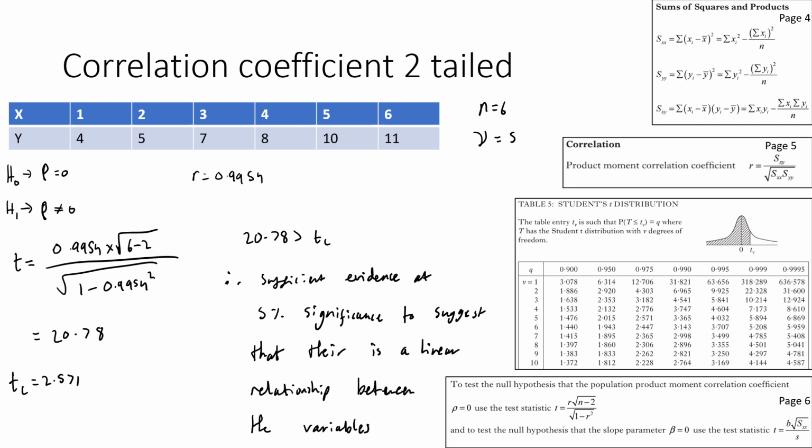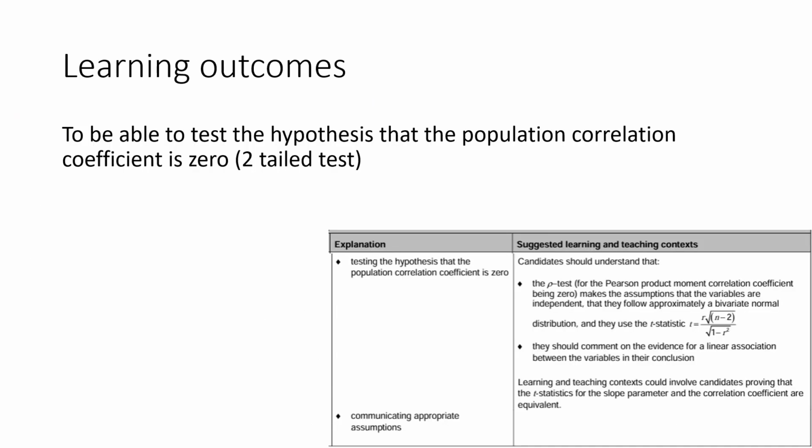And that's basically it. So it's just two added steps, which is finding the R value and then doing the test statistic and the comparison and analysis. Now you should be able to do a two-tailed hypothesis test that tests that the population correlation coefficient is 0, and you should be able to conclude from that test and also state the assumptions you've made.